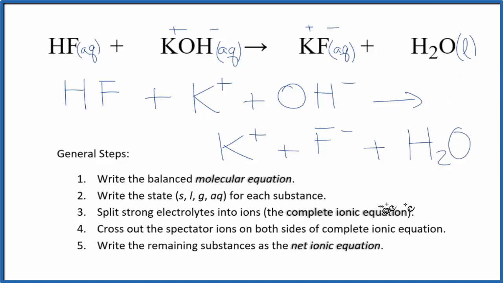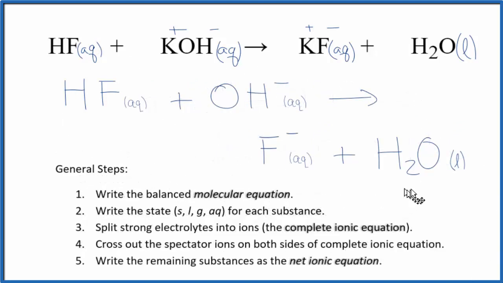So this is our complete or total ionic equation. Now we can cross out spectator ions. They're on both sides of the complete ionic equation. I see I have a K plus and a K plus, so we can cross that potassium ion out. Everything else, though, is unique, and that's the net ionic equation for HF plus KOH. I'll clean it up and write the states in. We'll have our net ionic equation.